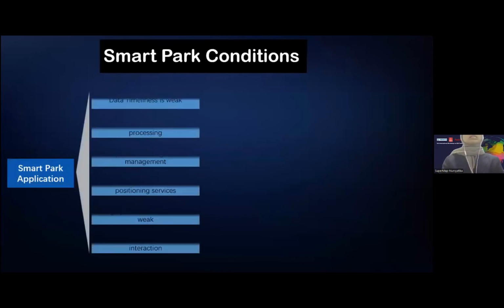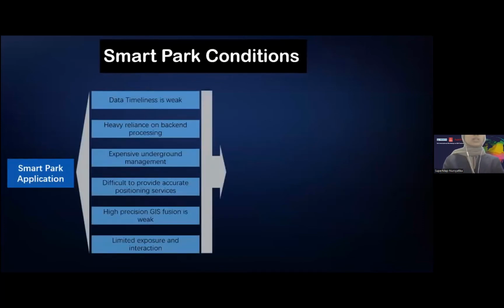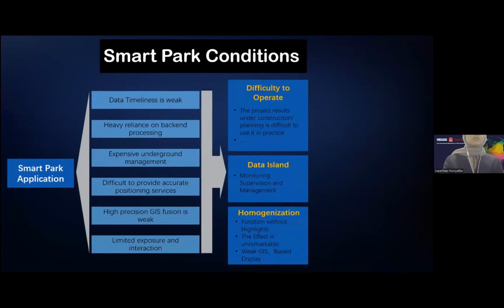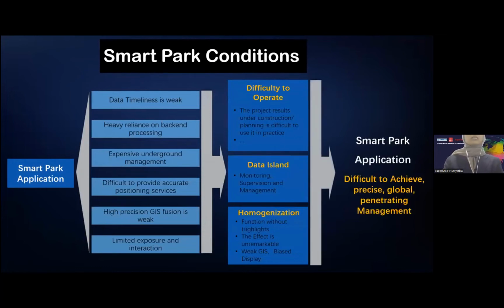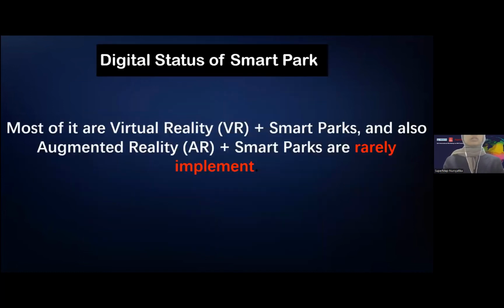So these are the smart park conditions. Mostly, when there is an application of the smart park, it has limited exposure, difficulty providing accurate positioning services, and expensive underground management, all of which make the effect unremarkable. It also has a weak GIS, and the project results under planning are difficult to use in practice. So this makes the smart park application difficult to achieve and low in precision.